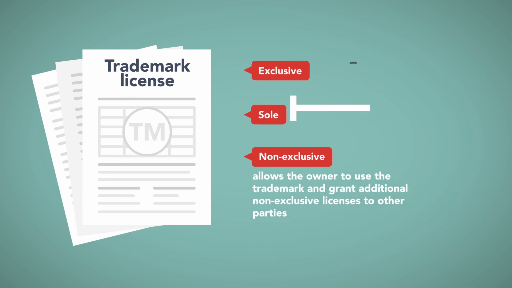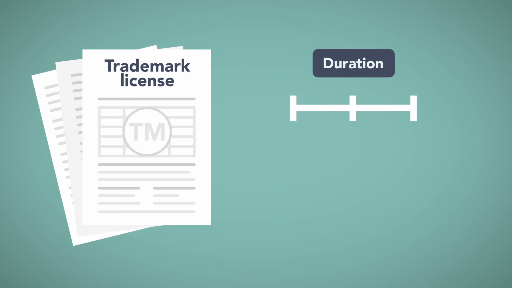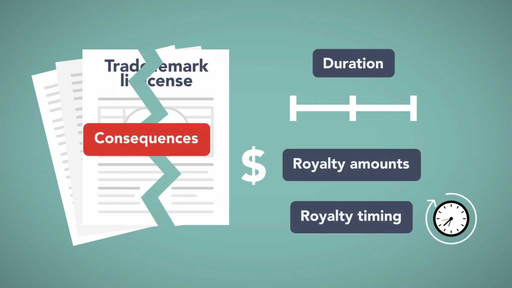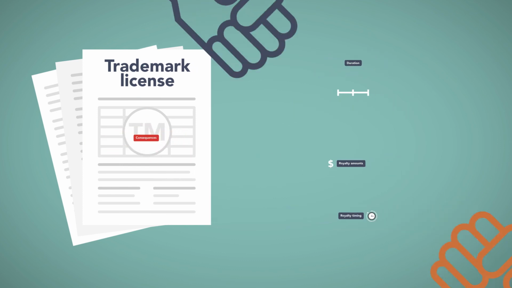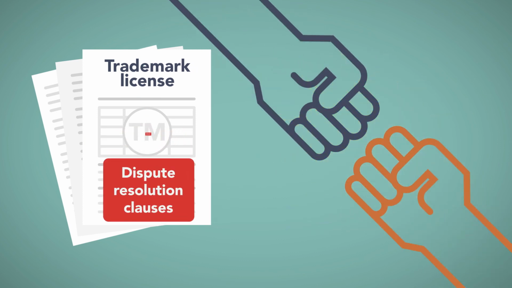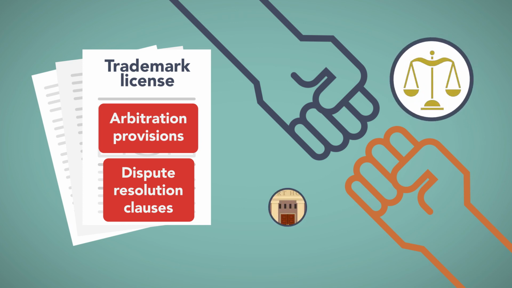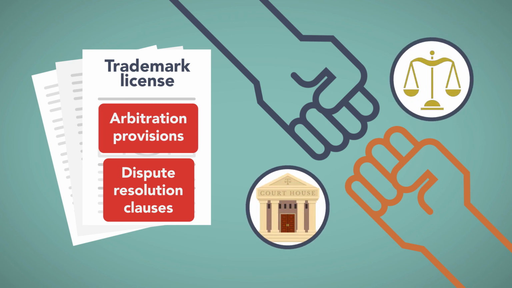The agreement should also specify the duration of the license, the amount and timing of any royalty payments, and the consequences of any breach of the license. In addition, trademark license agreements often include dispute resolution clauses, including arbitration provisions, and usually specify a choice of law and forum in case of dispute.